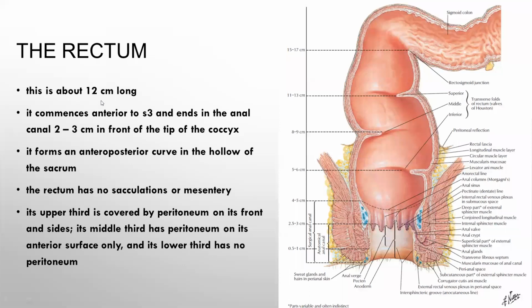The rectum is about 12 cm long. It extends from S3 to the anal canal, which is 2 to 3 cm in front of the tip of the coccyx. It forms the anteroposterior curve in the hollow of the sacrum. The rectum has no circulation or mesentery. Its upper third is covered by peritoneum on its front and sides. Its middle third has peritoneum on its anterior surface only, and the lower third has no peritoneum.